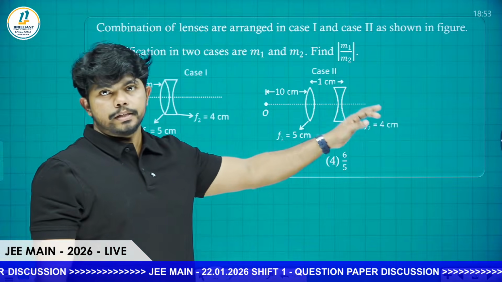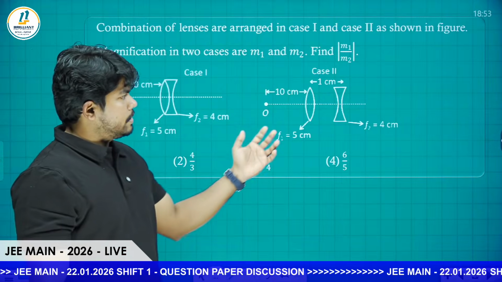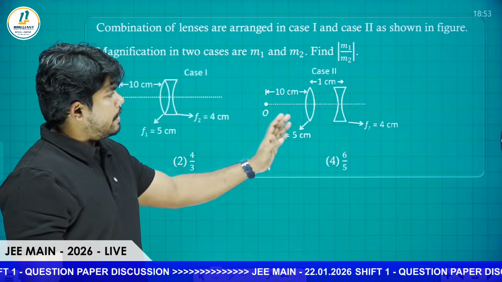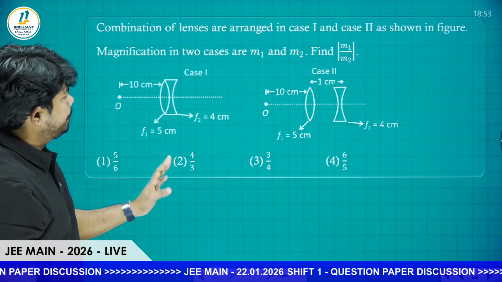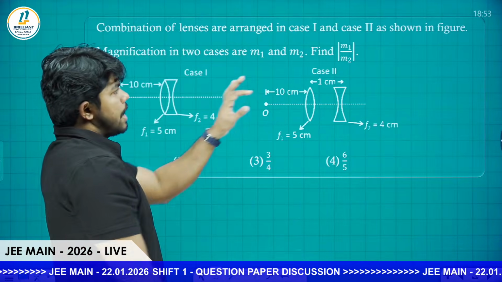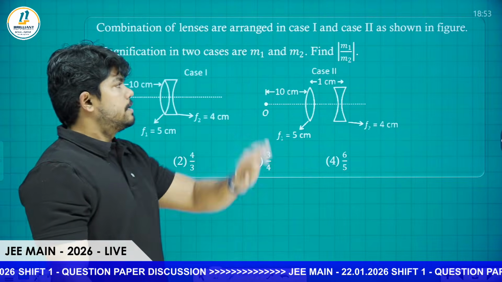Again, we are getting a question from optics. This is a combination of lens. I think the only question which is somewhat lengthier is this one, because you have to calculate each and every step to find the magnification. There are two situations given. We have to find the magnification of the first case, and then the second case.